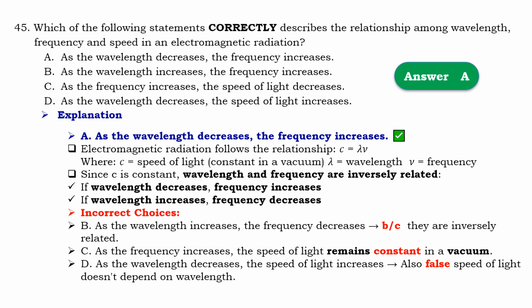When we see the incorrect choices: as wavelength increases, frequency decreases because they are inversely related, so option B is not correct. Option C: as frequency increases, the speed of light remains constant in vacuum; it is not decreasing. Option D: as wavelength decreases, speed of light increases. This is also false because the speed of light doesn't depend on wavelength; it is constant in vacuum. So that should be perfectly A.